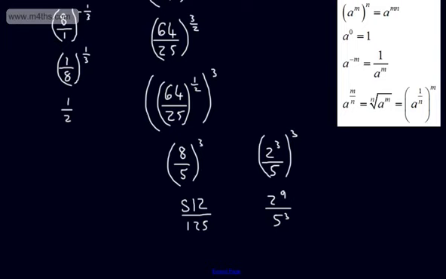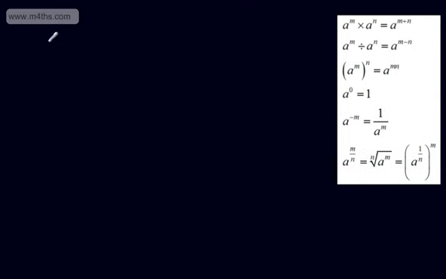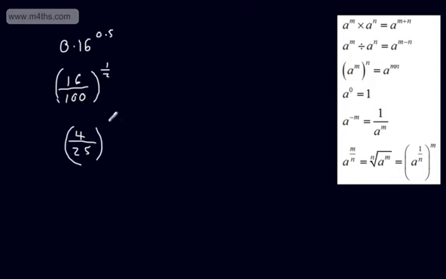Okay, let's look at a couple more. Let's say we had now something a bit nastier. Let's say we got 0.16. Let's say we were given 0.16 raised to the 0.5 power. The first thing I want to do is turn this into fractions. So what I've got then is 16/100ths raised to the power of 0.5, which is 1/2. I'm now going to look to simplify that. I can divide the numerator and the denominator by 4. So that's going to give me 4/25 to the power of 1/2.